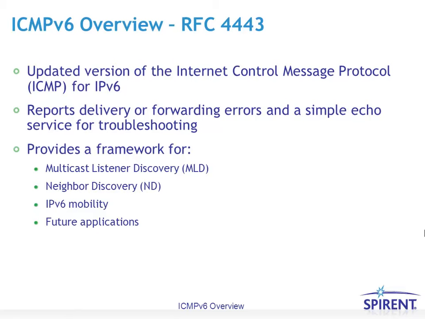ICMPv6, Internet Control Message Protocol for IP version 6, is covered in RFC 4443. It's an updated version of the Internet Control Message Protocol for IPv6. It reports on delivery or forwarding errors and provides a simple echo message service for troubleshooting, in other words, ping. It also provides a framework for a number of other control plane protocols for IPv6, including multicast listener discovery, neighbor discovery, IPv6 mobility applications, and a range of future applications as well. It is the control plane for IP version 6.